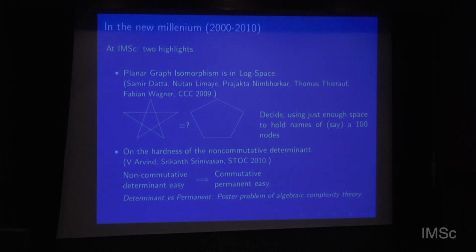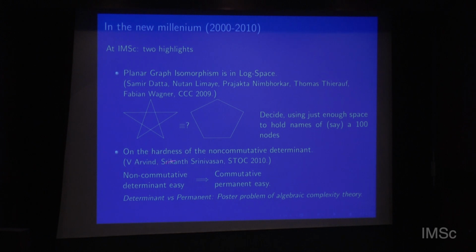Two results which I would like to highlight came out from work in IMSc. So here is this work done by two PhD students at IMSc working with colleagues at IMSc, at CMI and in Germany. They showed that planar graph isomorphism is in log space. So if you are given two graphs, the graphs could be arbitrarily large, but we know that they can be drawn on the plane without crossings. We want to decide whether they are isomorphic. Can you rename the vertices so that one becomes exactly equal to the other? Like these two graphs are isomorphic. So deciding whether two planar graphs are isomorphic can be done again using a really tiny amount of space, just the amount of space required to hold the names of a few nodes, a constant number of nodes. So this was one really amazing result which came out at that time.